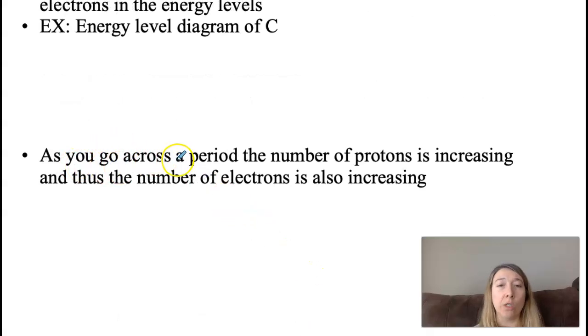So as you go across a period, the number of protons is increasing, and the number of electrons is also increasing, right?